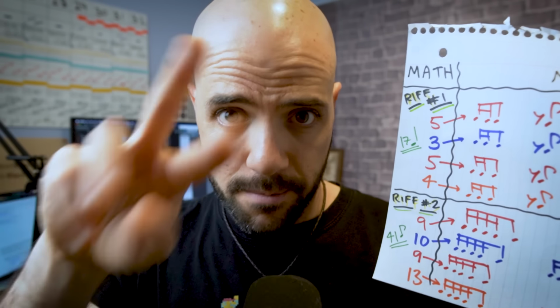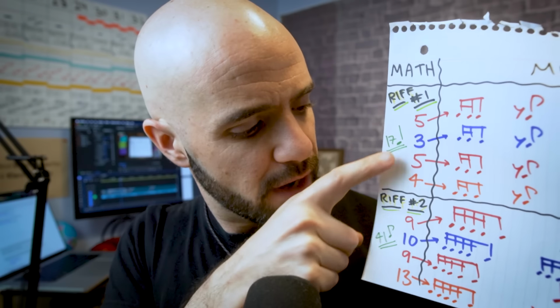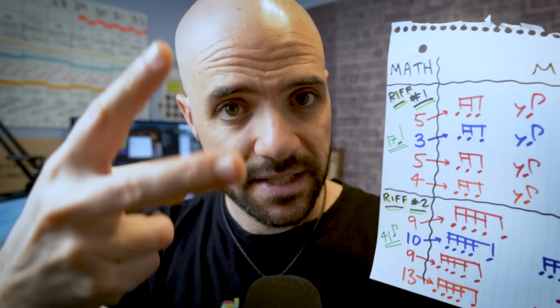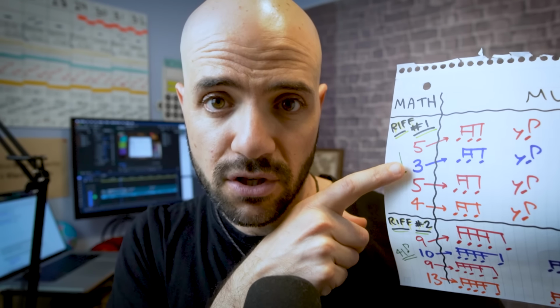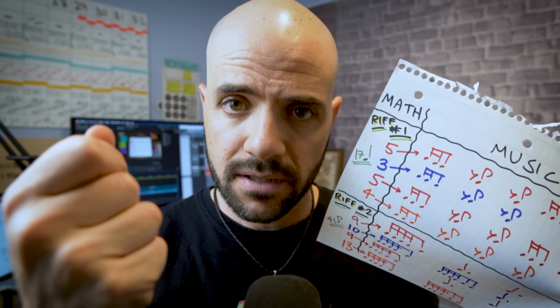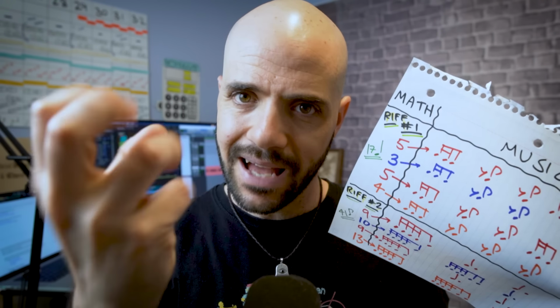And notice how in both phrases, the first and third pattern are the same, so 5 and 9. And then the last pattern is always an extension of the second one. So here the 13 is an extension of the 10, and here the 4 is an extension of the 3. Now this is really important for how coherent this composition is, because it makes everything kind of like tie together very well.